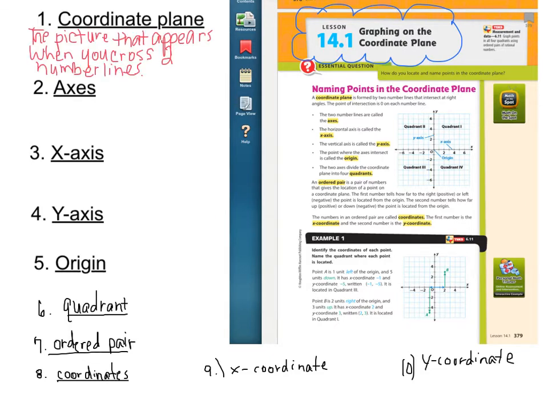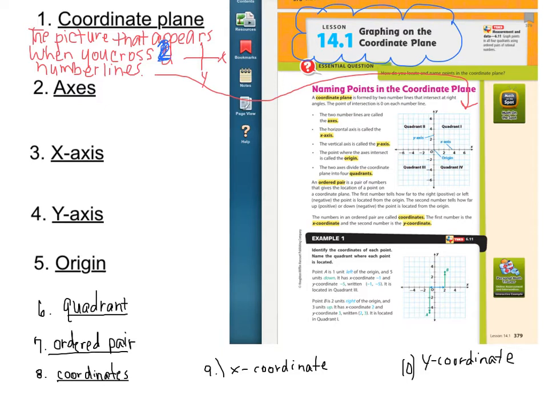Okay, the picture that appears when you cross two number lines. Write that down. And when I talk about the picture, I'm talking about this thing right here. So if you want to draw an x-axis and a y-axis, okay, and when you do that, you just drew a coordinate plane.